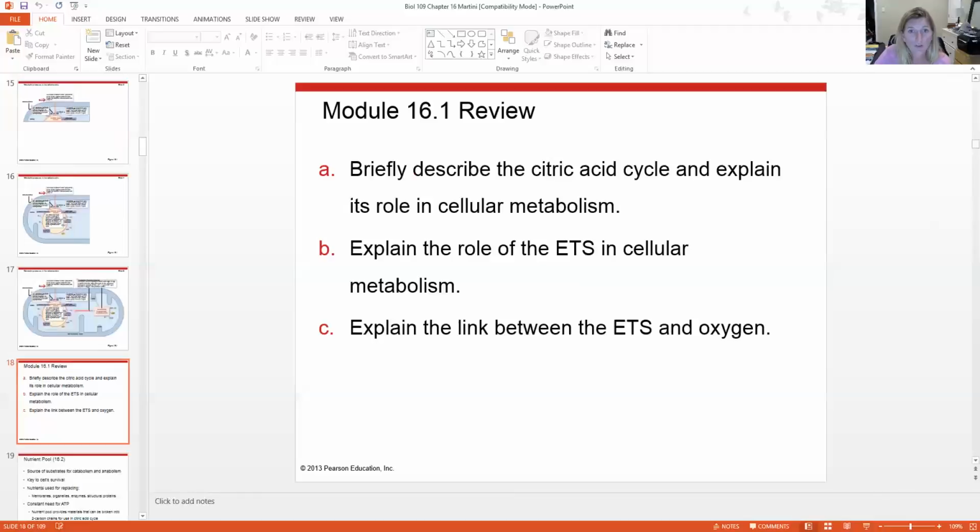So briefly describe the citric acid cycle, explain the role of the ETS, and explain the link between ETS and oxygen. Those are your 3 review questions for this beginning section.